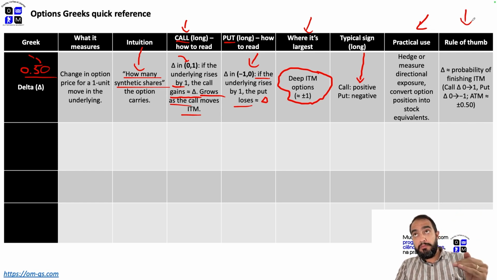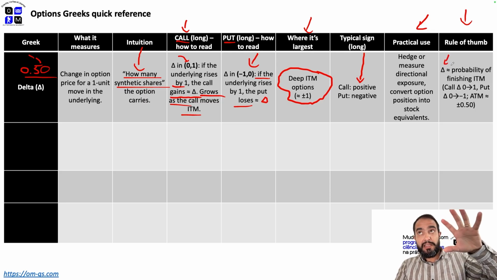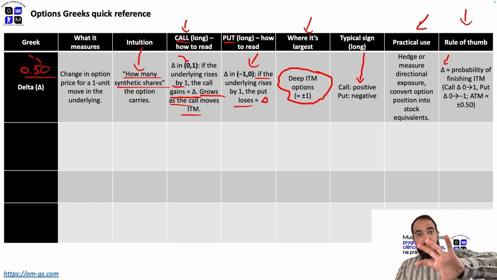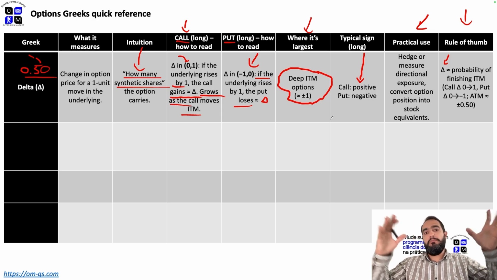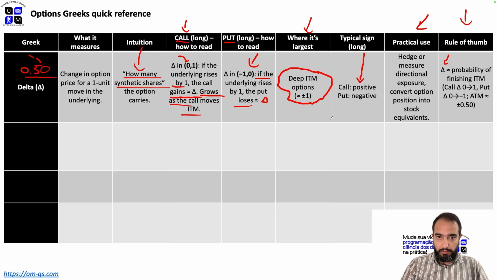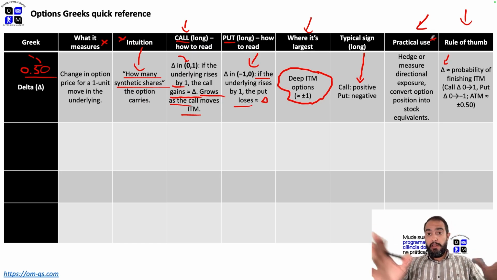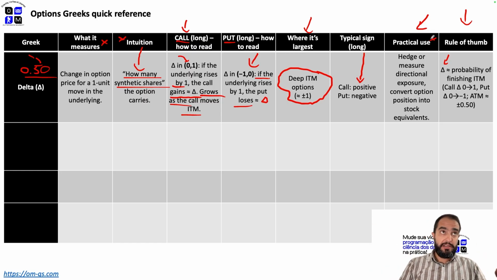And the rule of thumb that is very nice to remember: delta is approximately the probability of a particular option finishing in the money. When you have it at the money, the value will be around 0.5 because it can be anywhere above or below that particular number. So it's quite straightforward. The biggest takeaway is exactly this one: the intuition, of course, the measurement, and the practical utilization. The other components are nice to understand, so you have the directional intuition about what is happening.